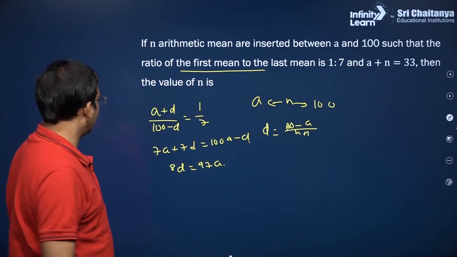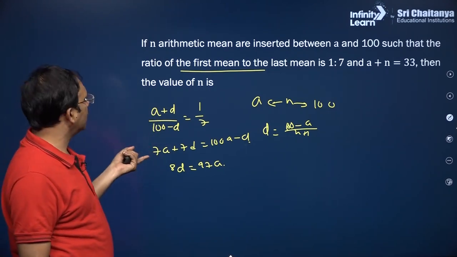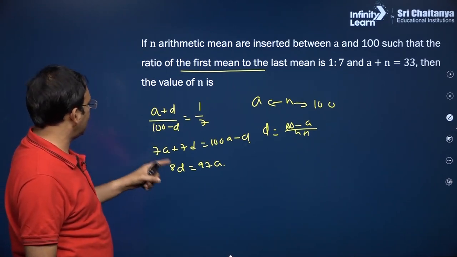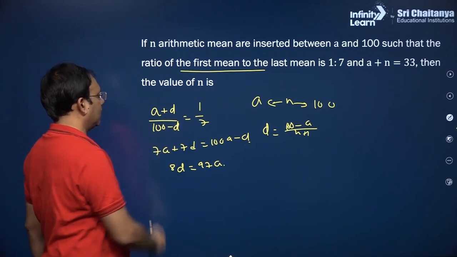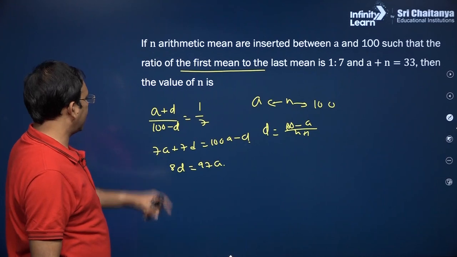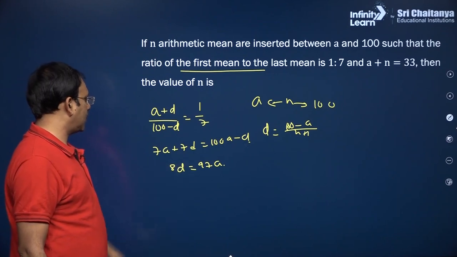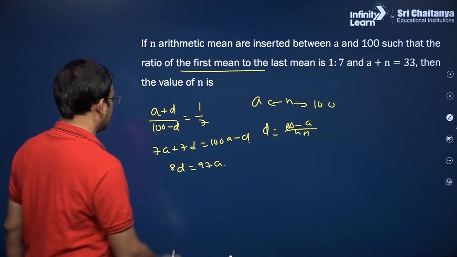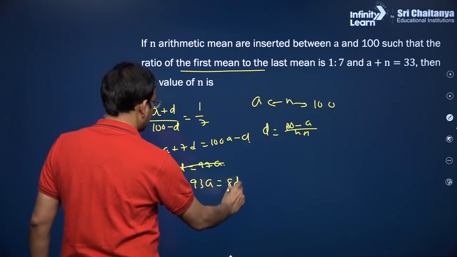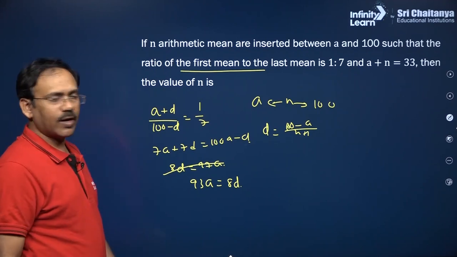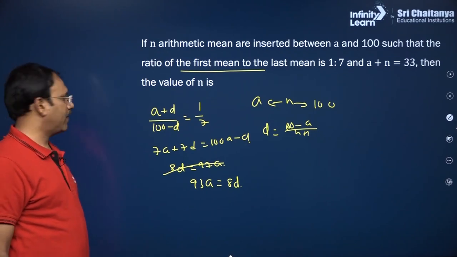You just see the simplification, my dear friends. He said that the ratio of the first mean, that is A plus D, to the last mean, which is 100 minus D, friends, is 1 by 7. So (A plus D) by (100 minus D) is equal to 1 by 7. 7A plus 7D is equal to 100 minus D. So I can say, my dear friends, this is 7A plus 8D equal to 100. In the same way, you will get A and D.